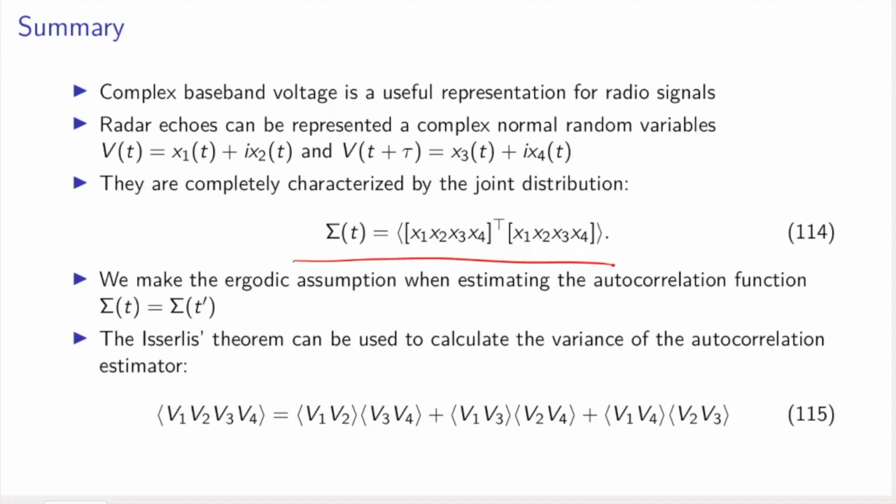When estimating the autocorrelation function of radar echoes from ionospheric plasma, we need to make the time stationarity assumption. This is equivalent to assuming that the covariance matrix does not change as a function of time. This is also an underlying assumption that the ionospheric plasma parameters do not change over the time period during which we estimate the autocorrelation function.